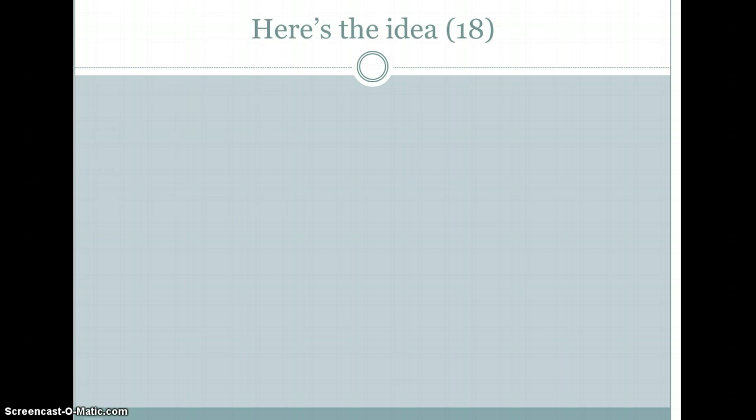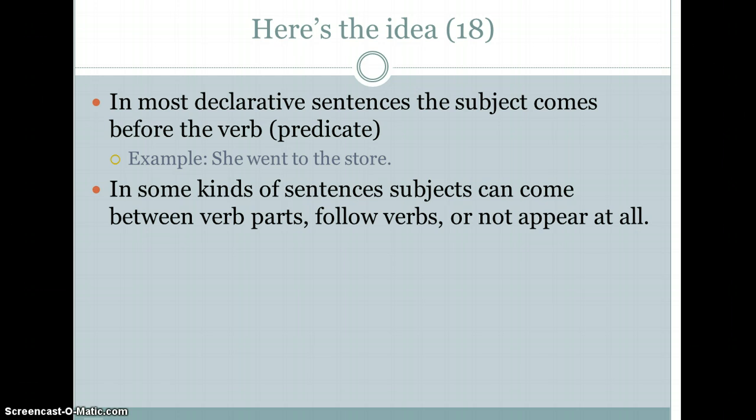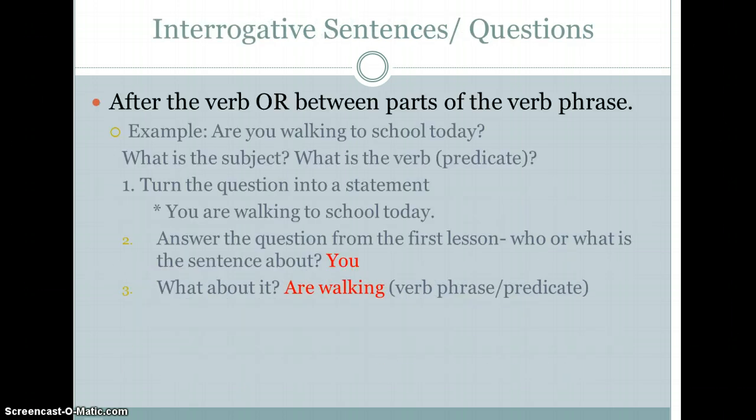So today, and this is right from your book on page 18 where it says, here's the idea. In most declarative sentences, the subject comes before the verb or the predicate. She went to the store. These are basic sentences, no problem there. Now, in some kinds of sentences, however, subjects can come between verb parts, follow the verbs, it means comes after the verbs, or not appear at all. So we're going to break that down a little bit more simply and see if this can make sense to everybody.